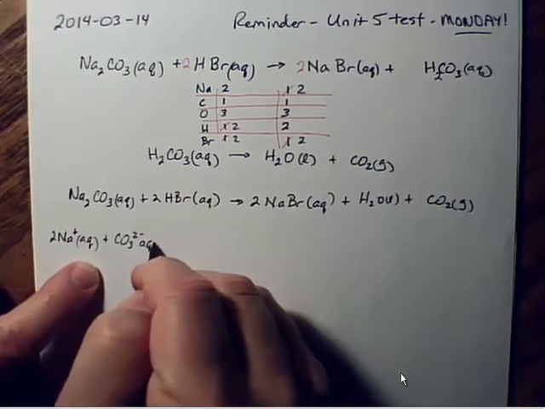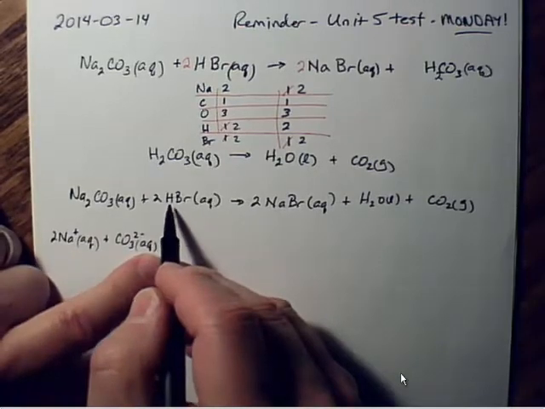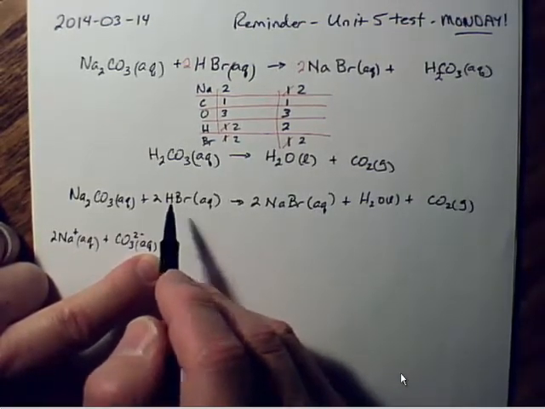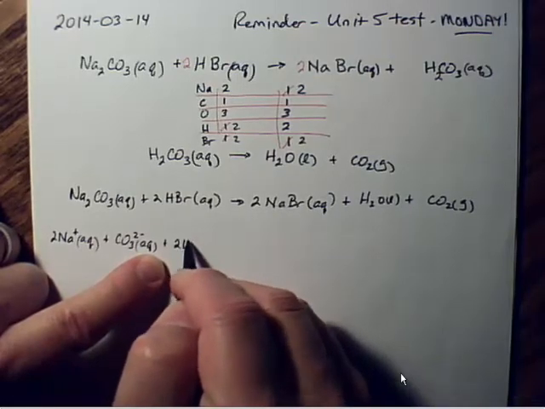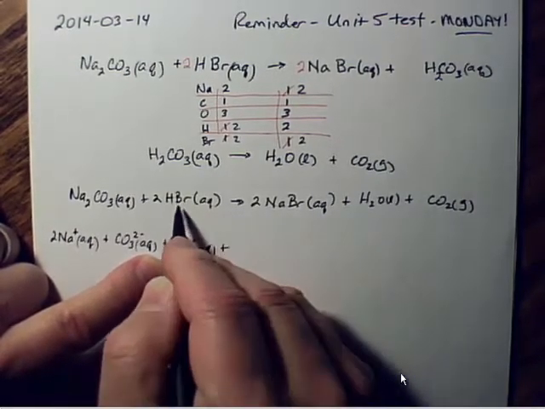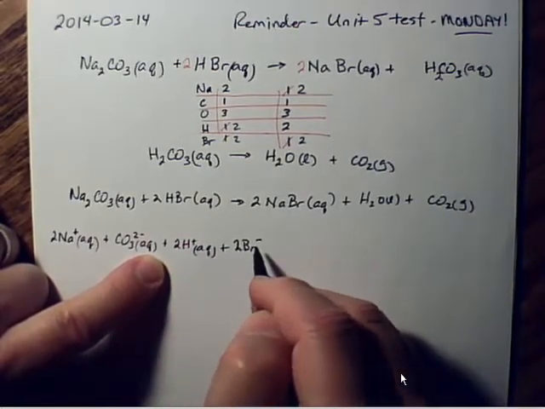Carbonate's 2 negative. We've got an acid here, and it's aqueous, so the acid is also one of those things that breaks up. We've got 2 hydrogen ions and 2 bromine ions, or bromide ions.